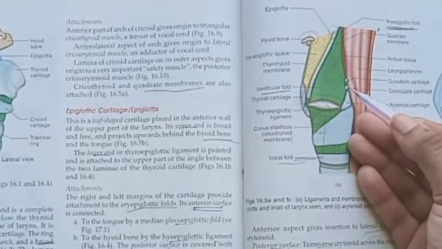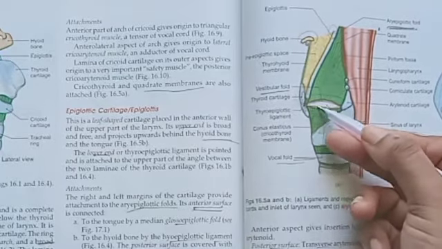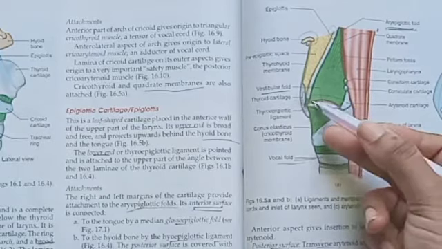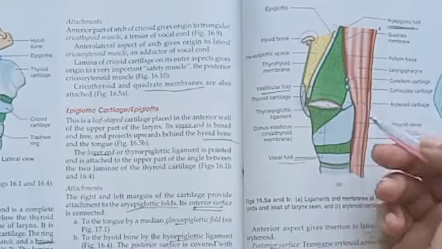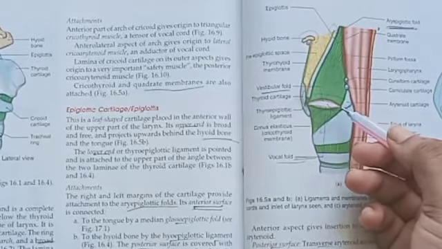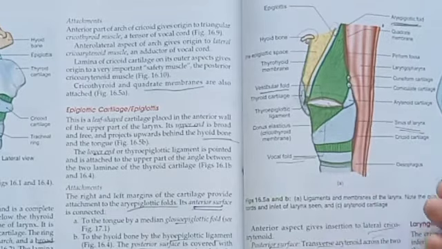Now the base is prolonged. This part is prolonged to form the vocal process. The lower part of the base forms the vocal process, whereas the upper part forms the vestibular process. So the vestibular process is in relation with the apex, whereas the vocal process is in relation with the base. Then posterolaterally there is a muscular process present.